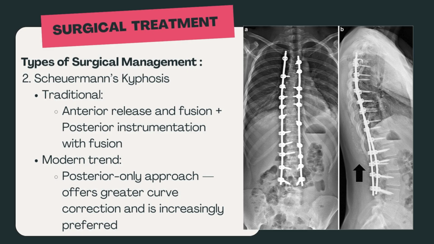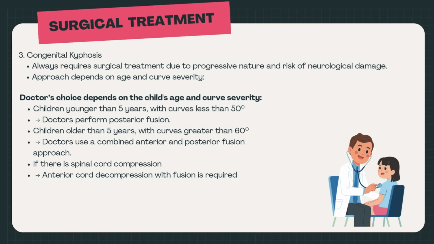Surgical treatment for Scheuermann's kyphosis includes the traditional anterior release and fusion plus posterior instrumentation with fusion. The modern trend is a posterior-only approach, which offers greater curve correction and is increasingly preferred. Surgical treatment for congenital kyphosis always requires surgery due to its progressive nature and risk of neurological damage. Approach depends on age and curve severity.